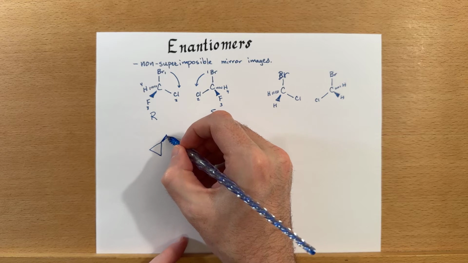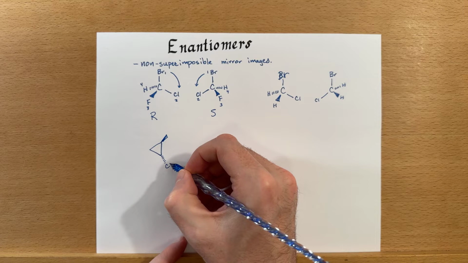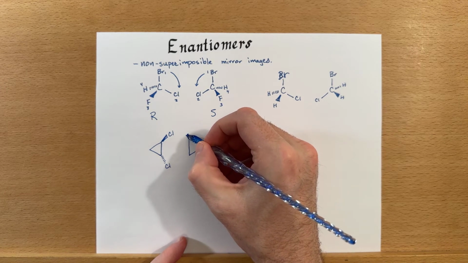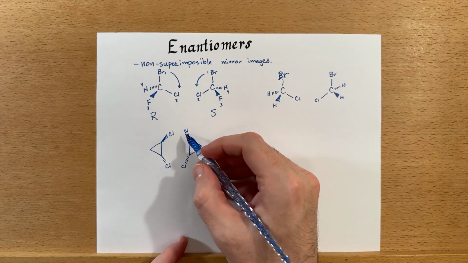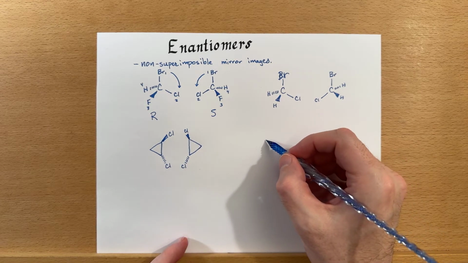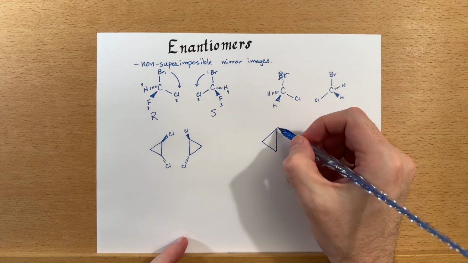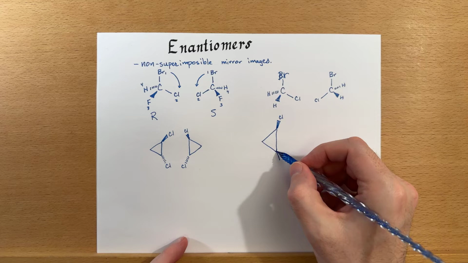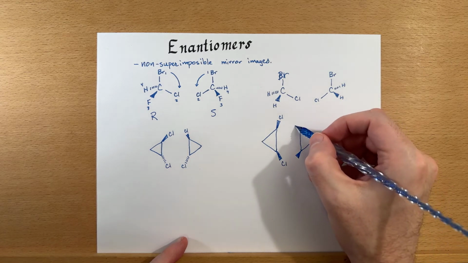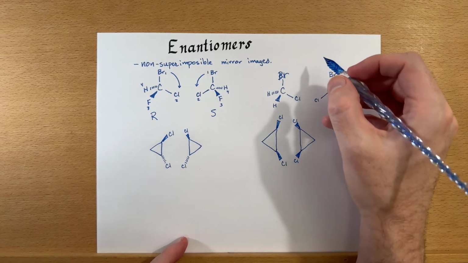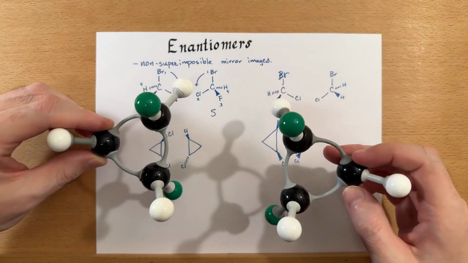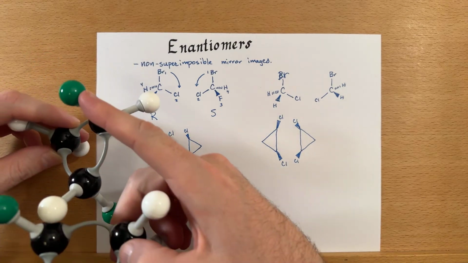So let's look at some substituted cyclopropanes. So we'll draw one where they're on opposite sides of the molecule. And then we'll draw it again where the chlorines are on the same side. And then I'll grab the model kit real quick. So first, I have this pair where the chlorines are on opposite sides of the molecule.